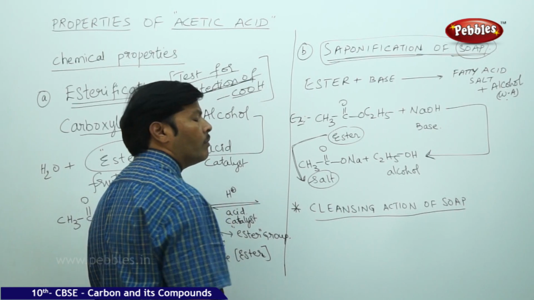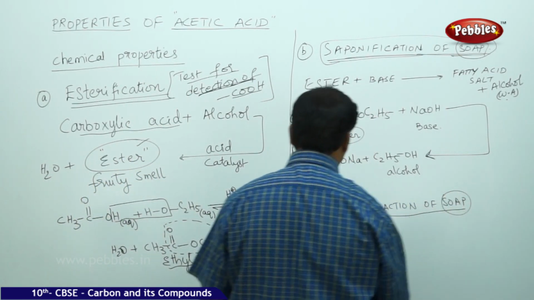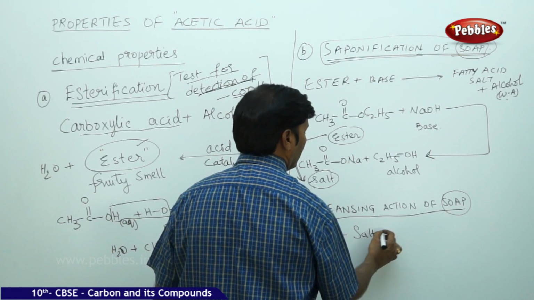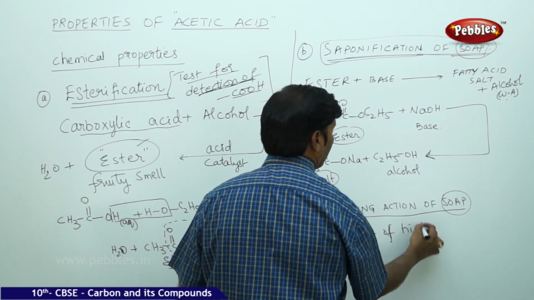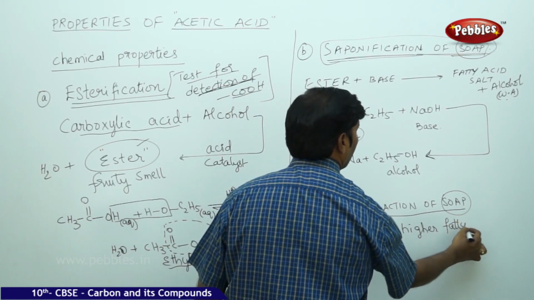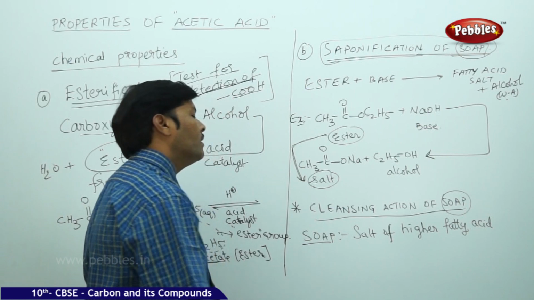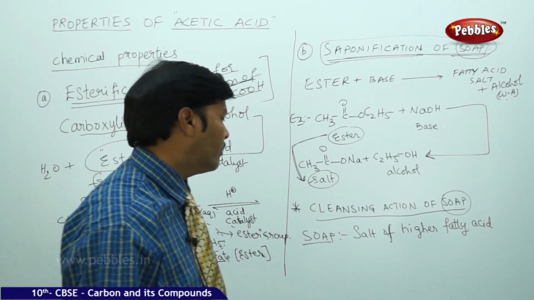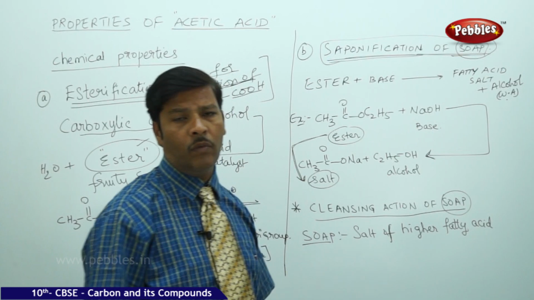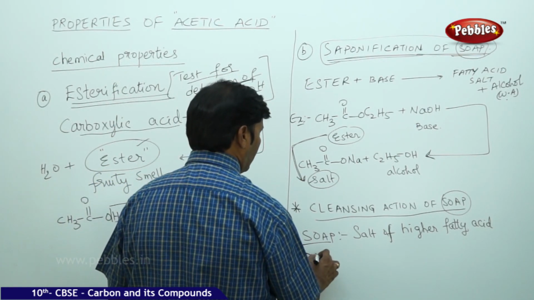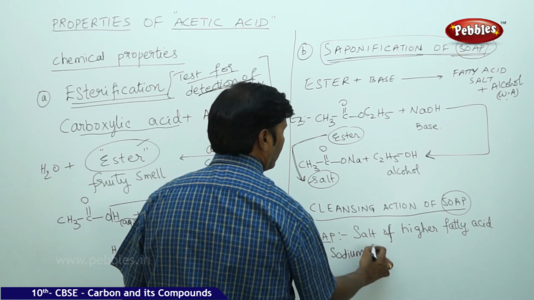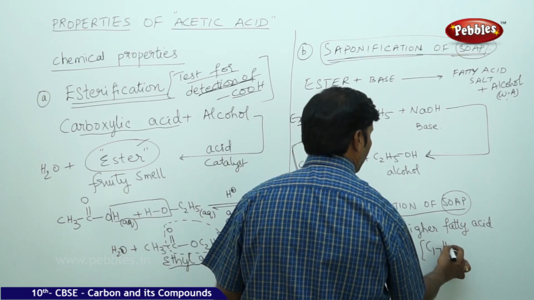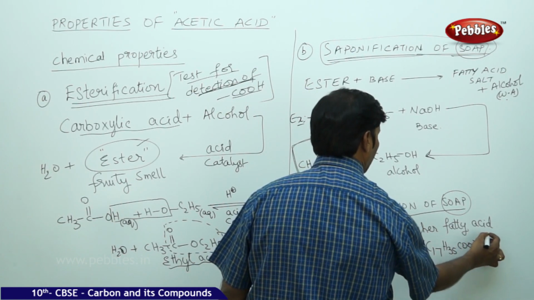In the language of chemistry, what do you mean by soap actually? When you speak about soap, it is nothing but a salt of higher fatty acid. Chemically, when you define soap, you have to say it is a salt of higher fatty acid. So what are the salts of higher fatty acids? For example, you can take sodium stearate, molecular formula C17H35COONa.